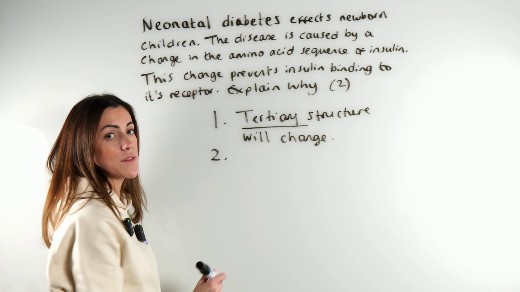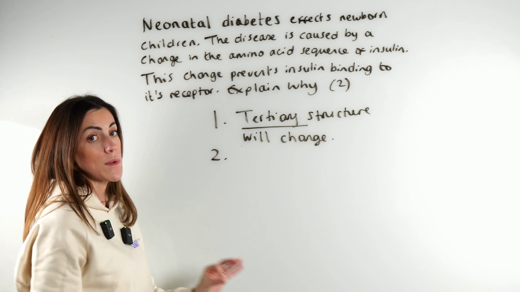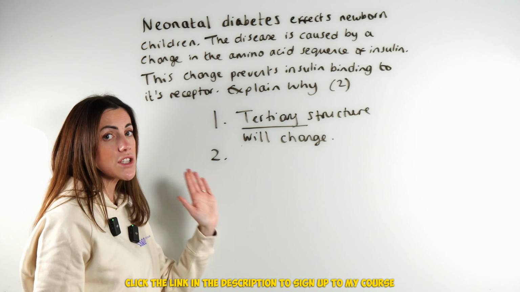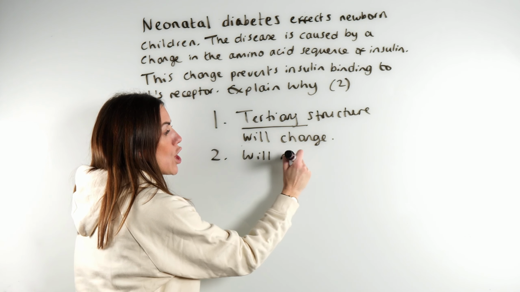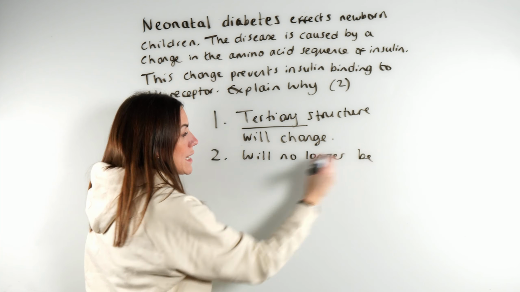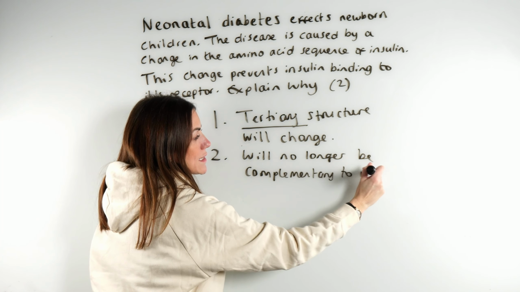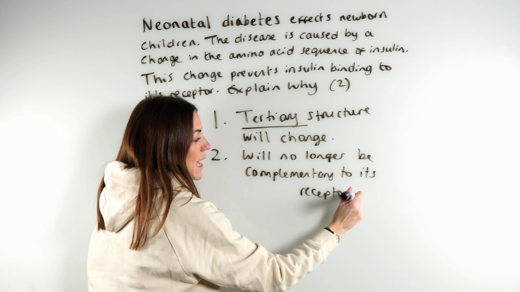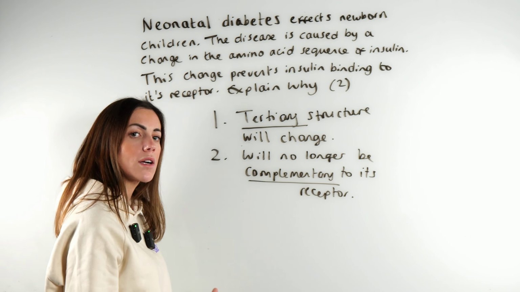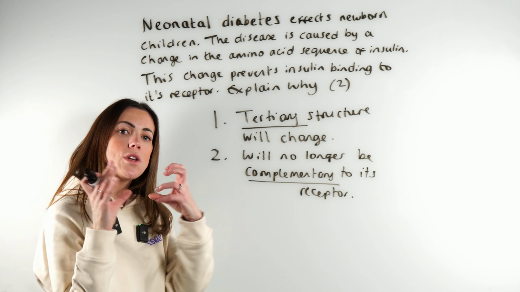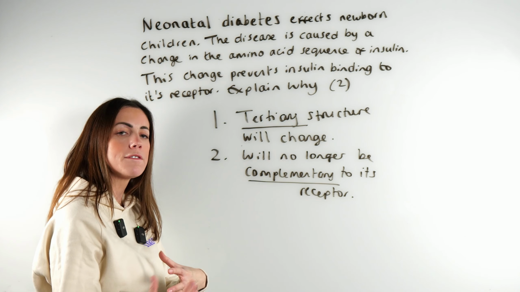But let's consider the rest of the question. It says, why will it prevent insulin from binding to its receptor? Well, if you change the tertiary structure of the insulin hormone, it will no longer be complementary to its receptor. And again, I'm going to underline the word complementary because without that term, you are not going to get the mark. When we use complementary in biology, we just mean that the shapes fit together, almost like a lock and a key or a hand and a glove.